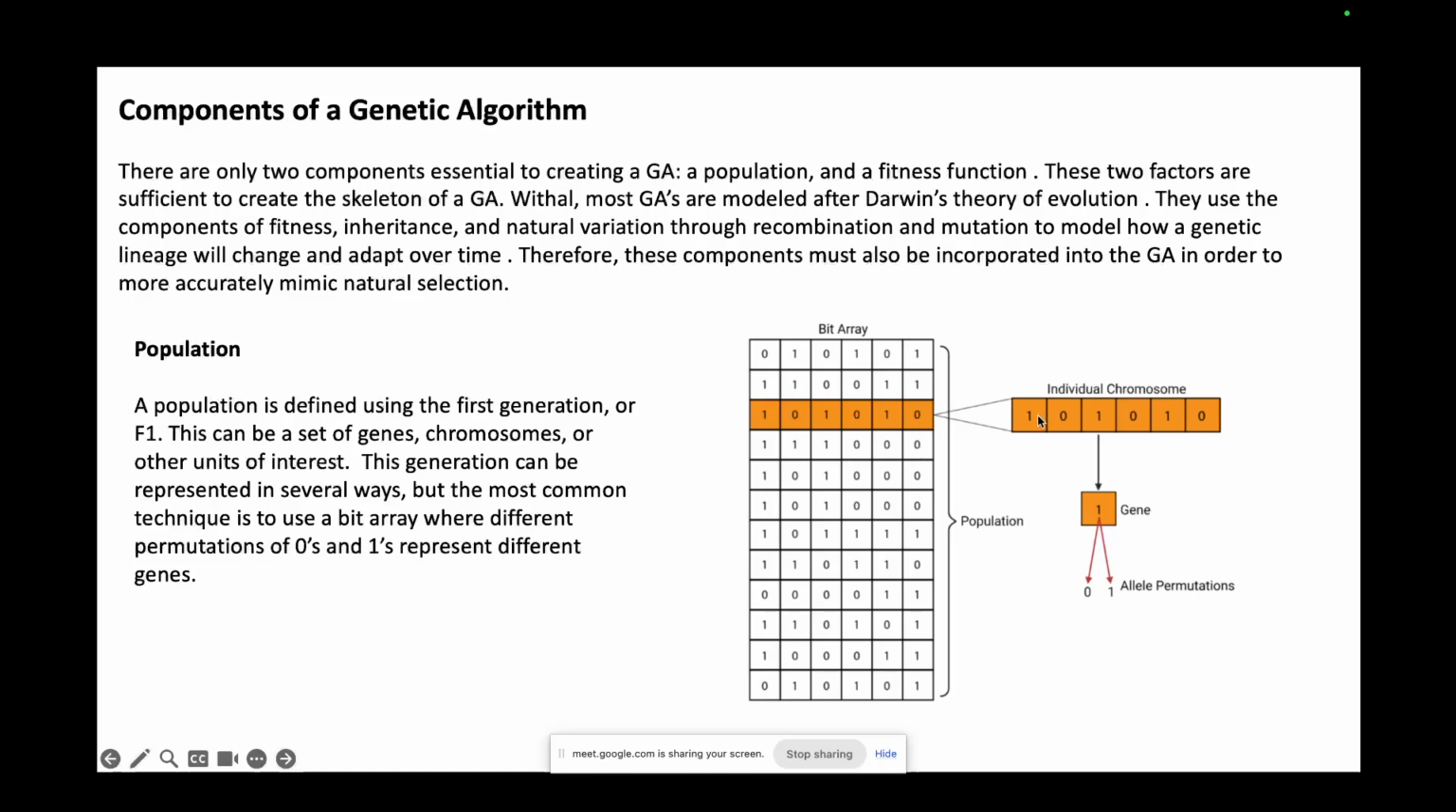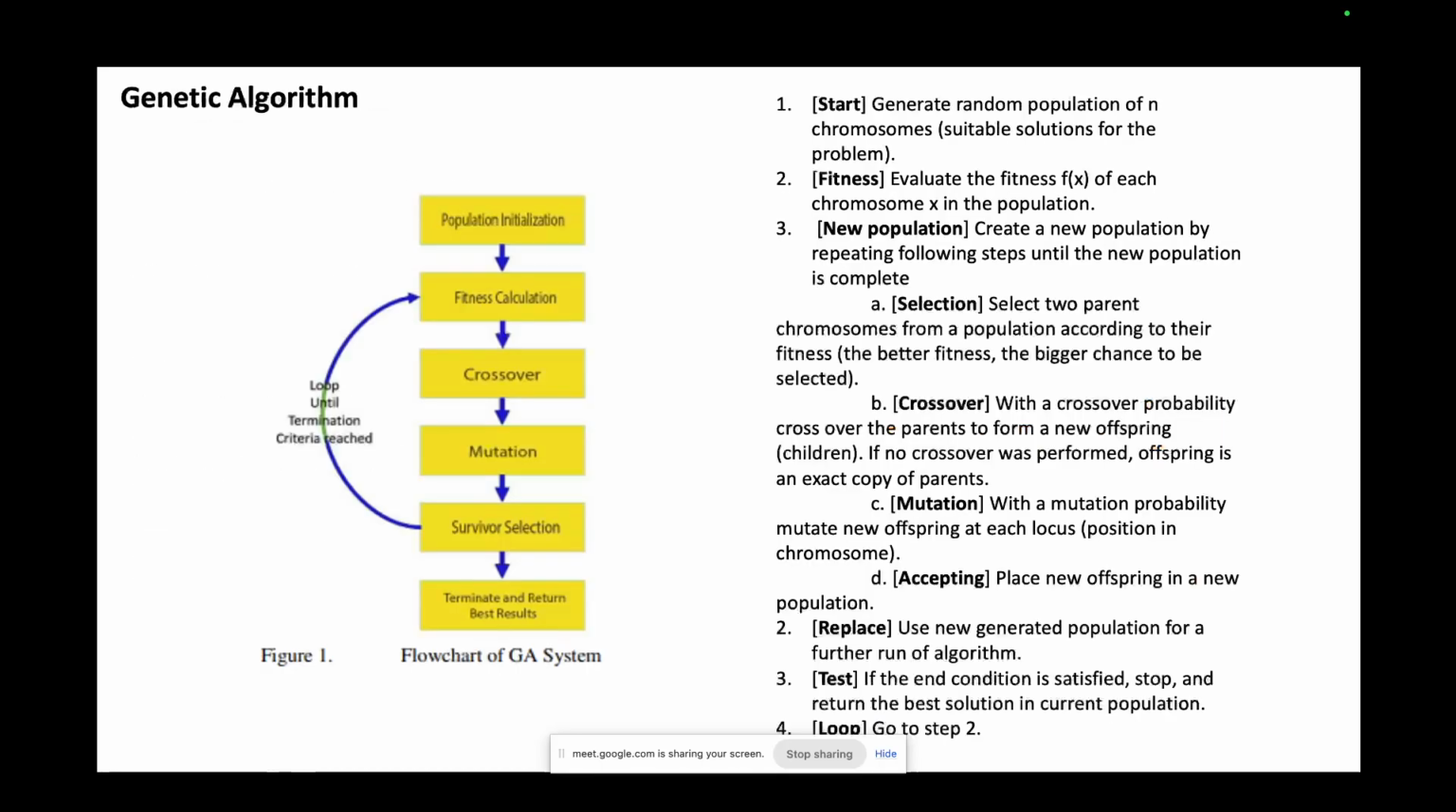So individual chromosomes are represented by this binary form, 0 and 1, and each unit of this individual chromosome is defined as a gene, which can be either 0 or 1. Okay. So this is how the genetic algorithm system operates.